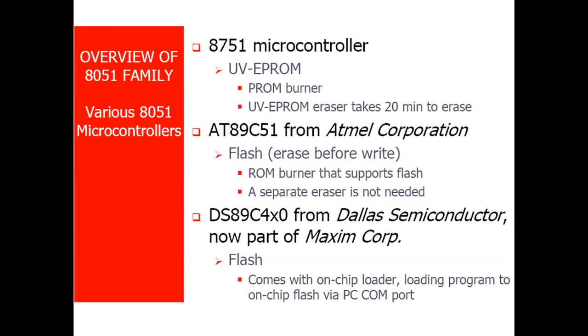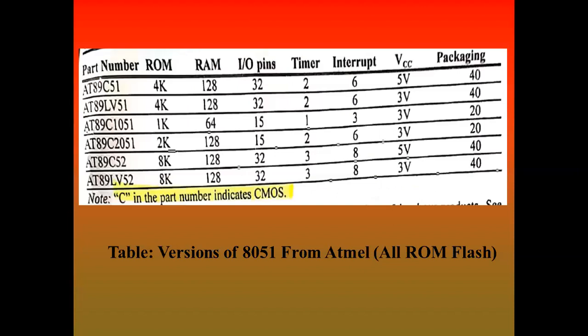Next, in the next slide, you can see the various versions of the 8051 from Atmel, and all are ROM flash, meaning ROM using flash memory. As you can see, these are the part numbers of the various versions: AT89C51, AT89LV51, AT89C1051, AT89C2051, and so on.